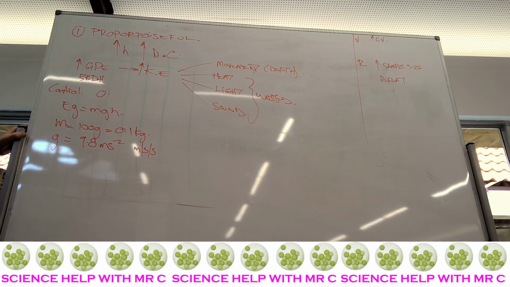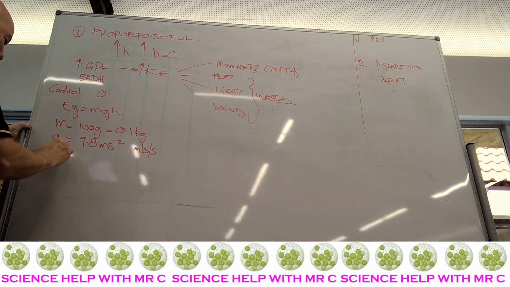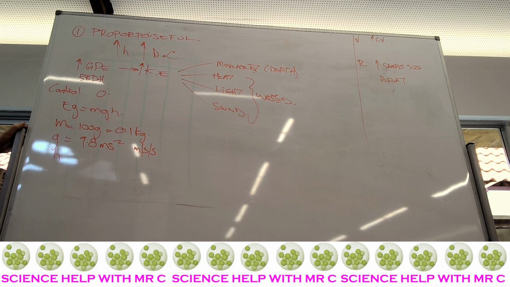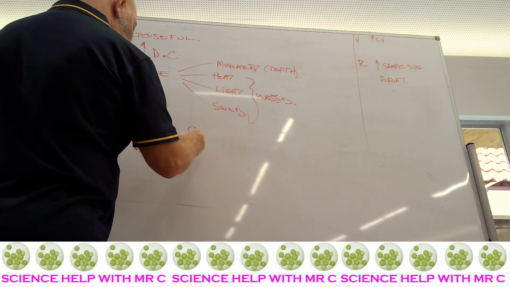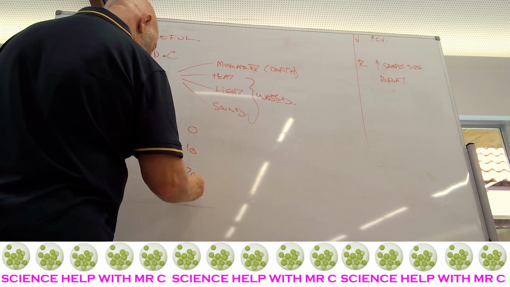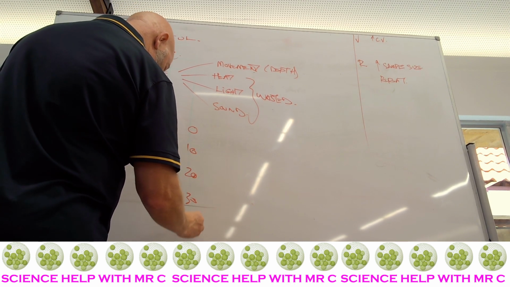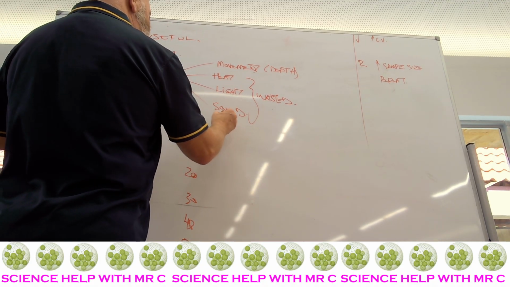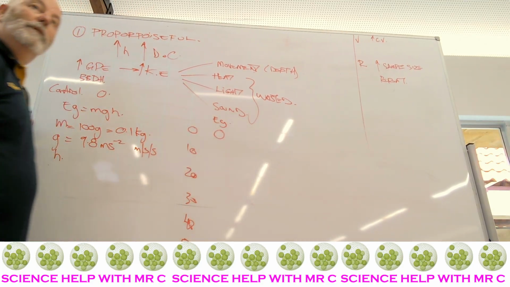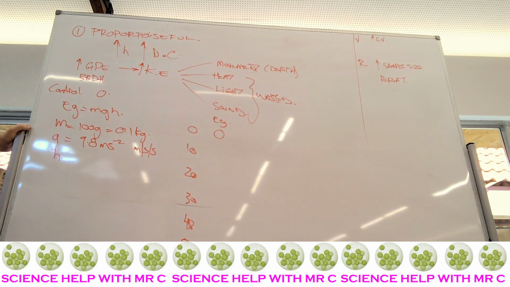Right. And then the height is what we're changing. But for the control experiment, anything with a 0 in it, for the height, is going to make it all equal 0. So at the heights 0, 10, 20, 30, 40, 50, at 0, the GPE, or the EG, is also going to be 0. Because anything times 0 is 0.